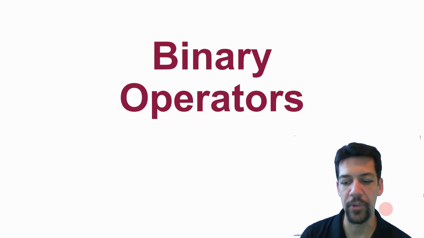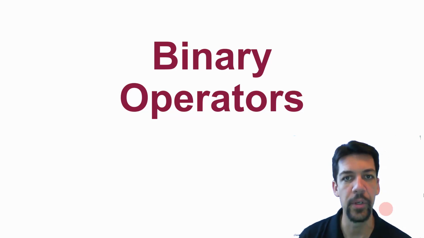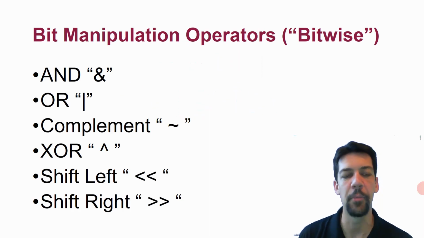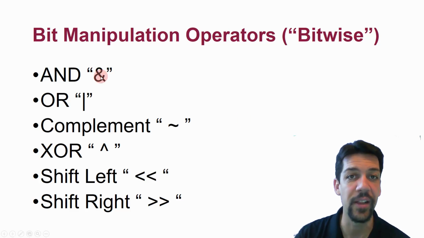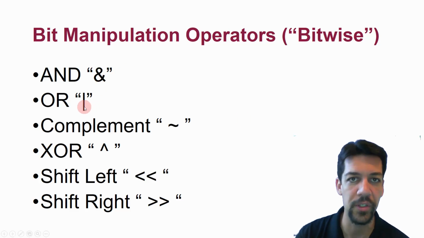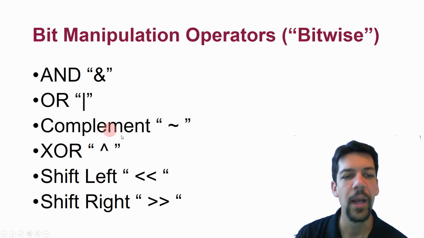Let's review the binary operators that are available in the C language. We also call these sometimes the bitwise operators, and we have 6 of these operators. We have the bitwise AND, which is a single ampersand. We have the bitwise OR, which is a single bar or pipe. We have the bitwise complement, which is a tilde. We have the bitwise XOR, which is the up caret.